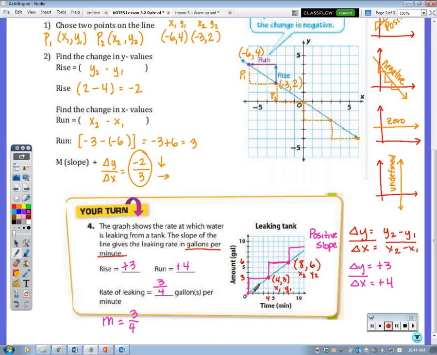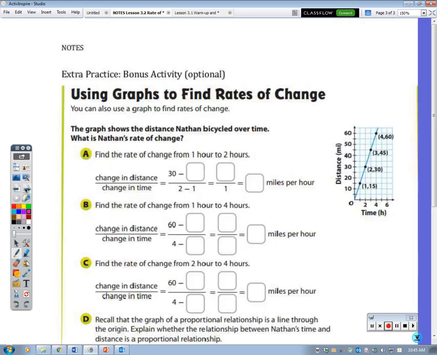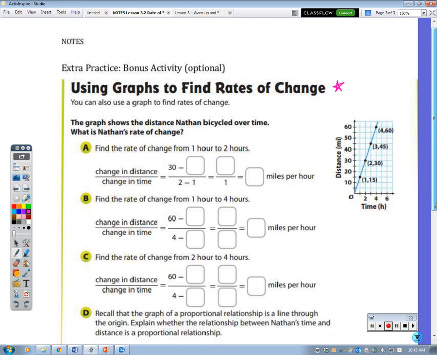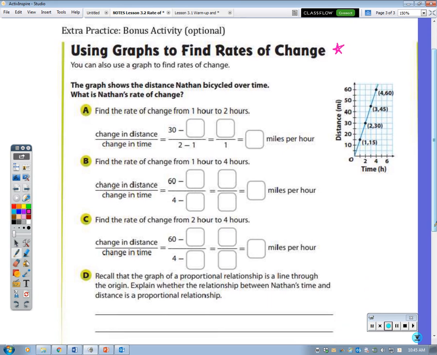Okay, the next thing that I have for you guys is a bonus activity. If you want a little bit more practice using graphs to find rates of change, this is an optional activity. You don't have to do this, but if you want more practice, this is what we're going to do now. So you can go ahead and stop and be done with notes if you want, or you can go ahead and watch this part and do a little bit more practice using graphs to find rate of change, which is constant rate of change, which would be slope.